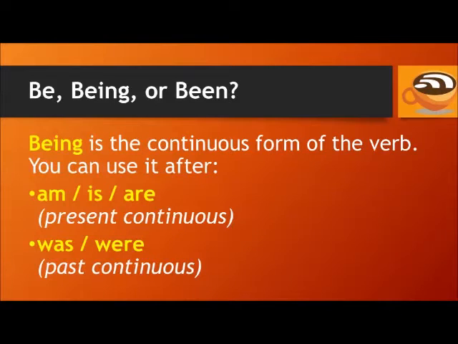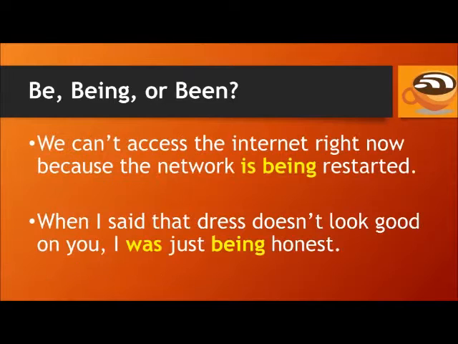Being is the continuous form of the verb. You can use it after am, is, and are in the present continuous, and was and were in the past continuous. We can't access the internet right now because the network is being restarted. We often see this structure, is being, in the passive voice. Someone is restarting the network. The network is being restarted.